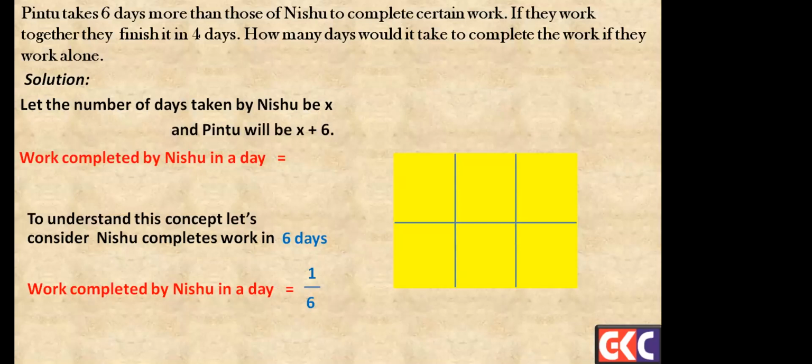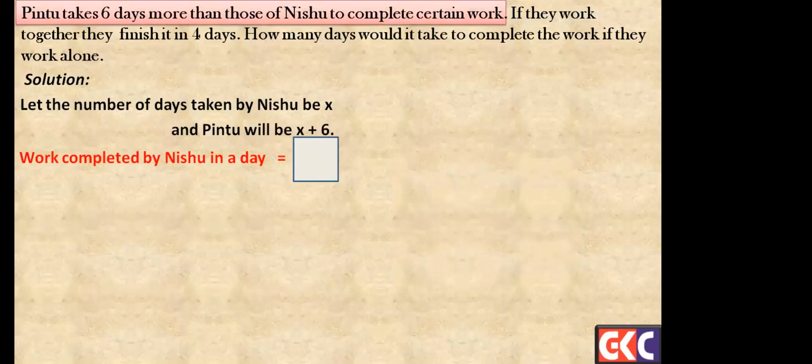Okay. So don't forget, in the R method, Nishu's complete work was getting done in how many days? In X days. So what will I say? Work completed in a day, how much will it be? Yes, it's going to be 1/x. Understood? Why 1/x? Because he is taking X days to complete the work. So in a day, automatically it is going to be 1/x part.